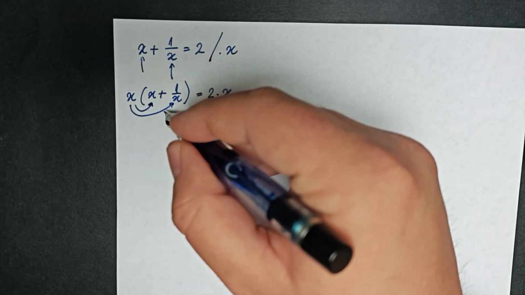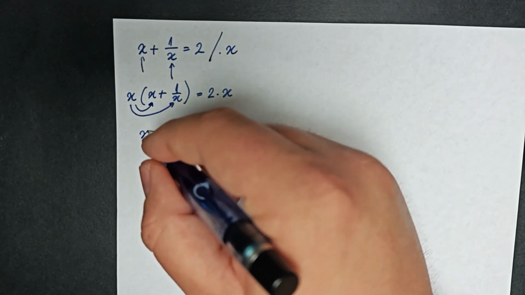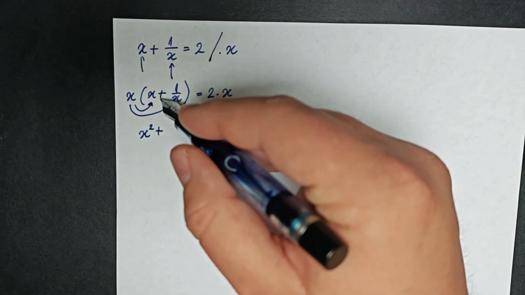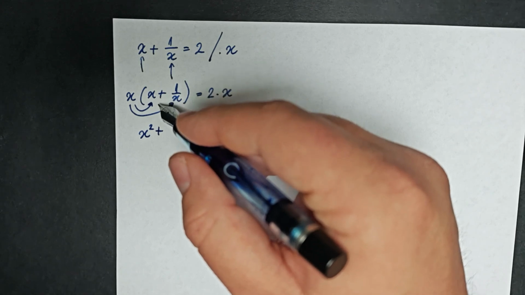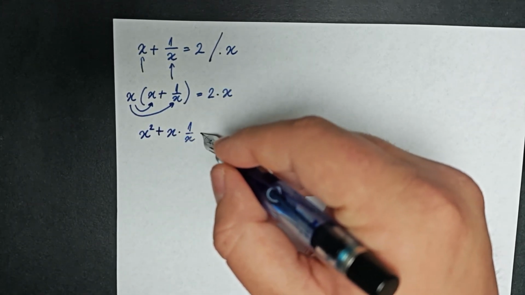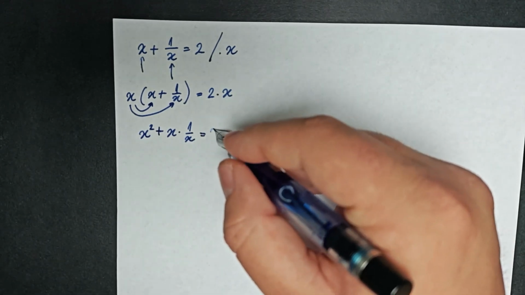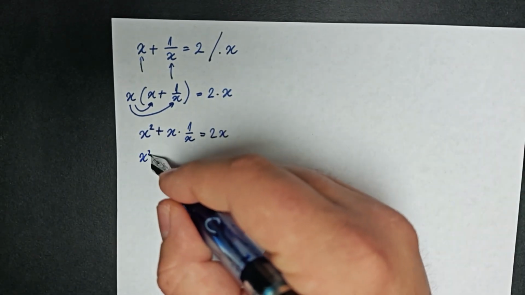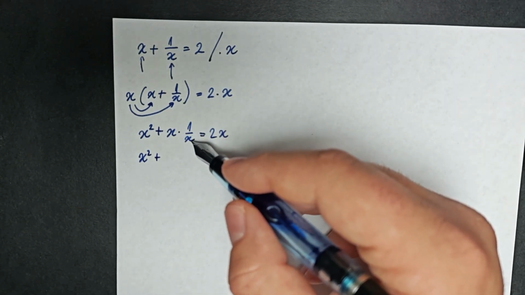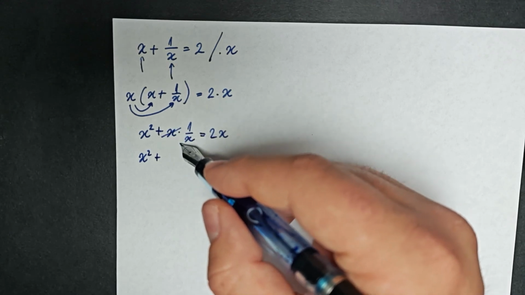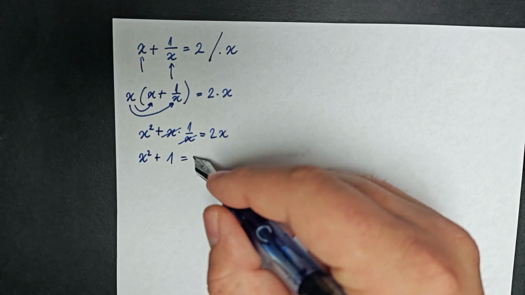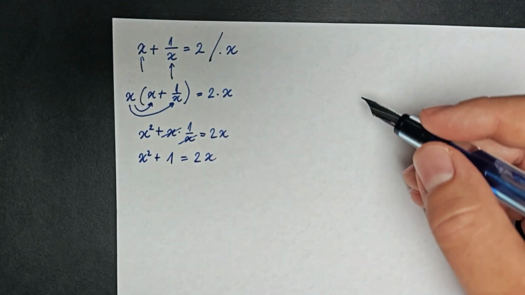So we are going to multiply x by x, and that way we are going to get x squared, and then we are going to add to it, because of this plus sign here, x multiplied by 1 over x. This is then equal to 2x. x squared plus, we are going to rewrite, x multiplied by 1 over x. x and x are basically going to cancel out, and we are left with 1. This is then equal to 2x.